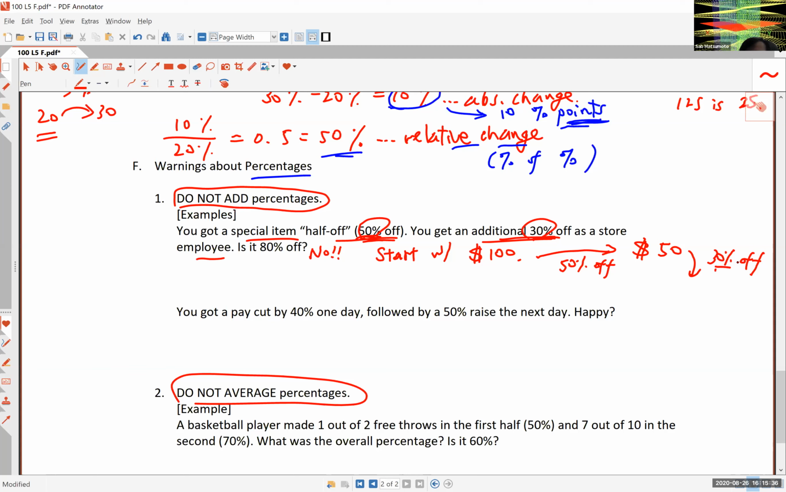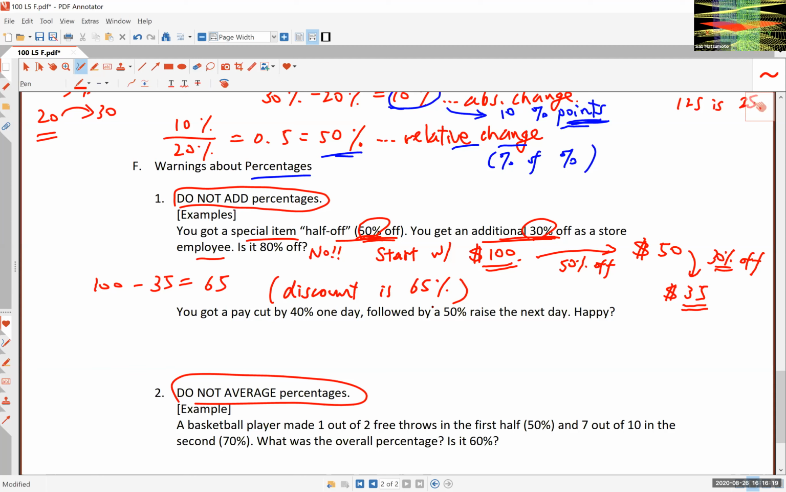What is 30% of 50? That's 50 times 0.3, and that's $15 off. So you knock off $15 from 50, and you get $35. So what's the answer here? You can buy a $100 item at the price of $35. So 100 minus 35 is 65. So the total discount is what percent? It's 65%.